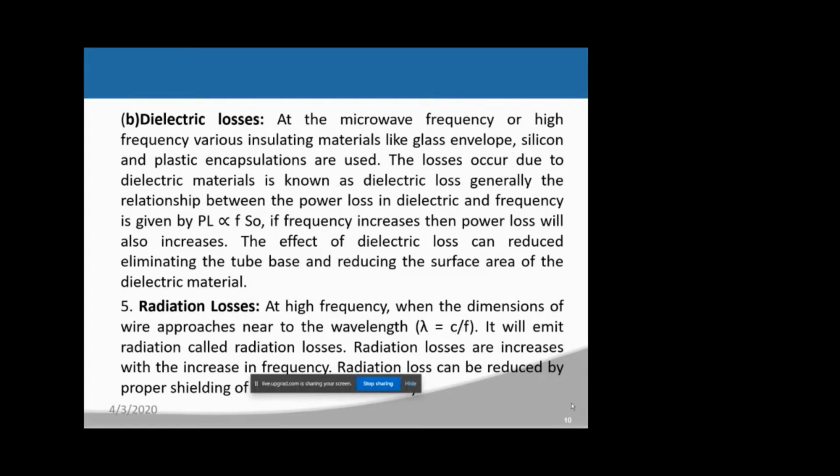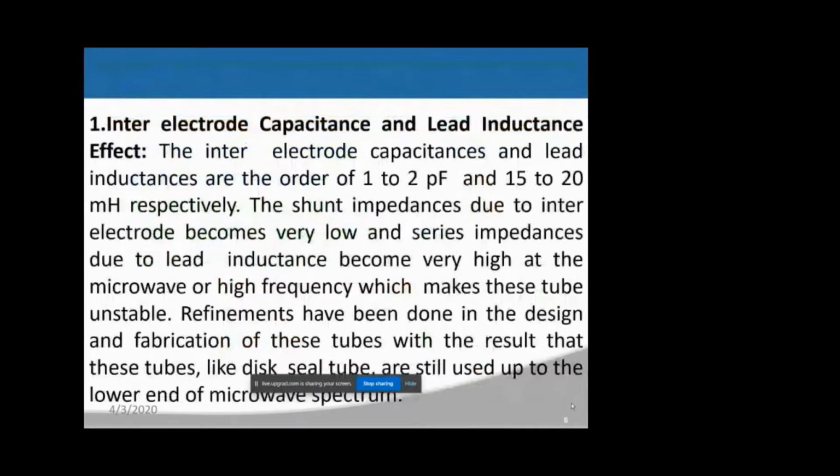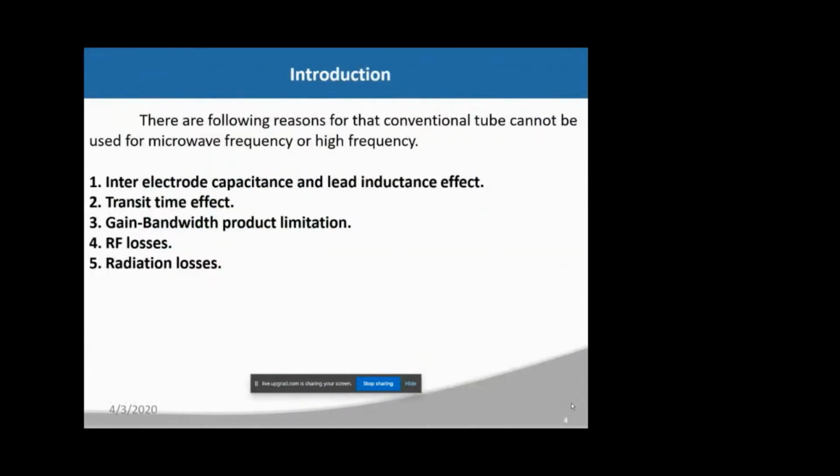These are the various limitations due to which we cannot use a tetrode, pentode, or any such device at microwave frequencies. For this purpose, we require special types of devices that can be utilized at microwave frequency, ranging from 300 megahertz to 300 gigahertz. Now we will discuss the various types of tubes in detail.